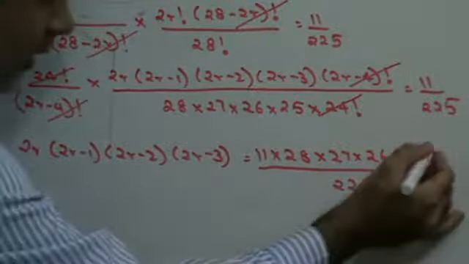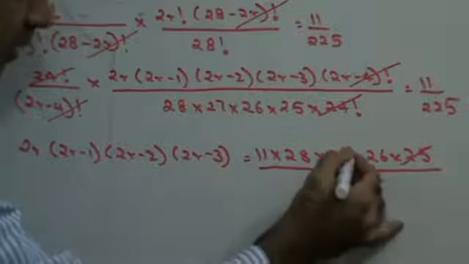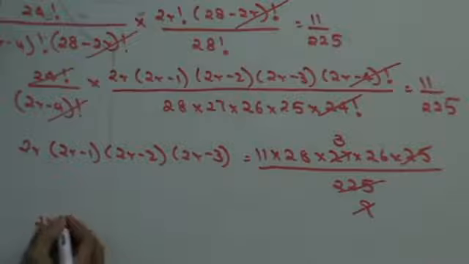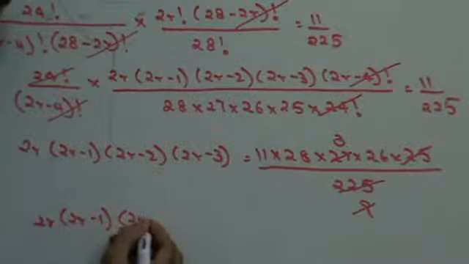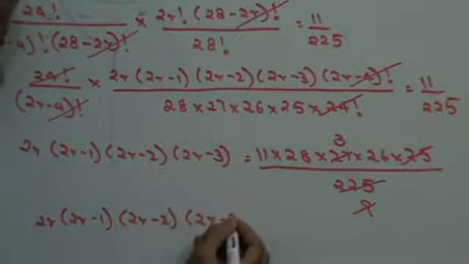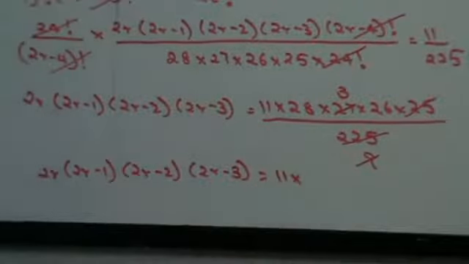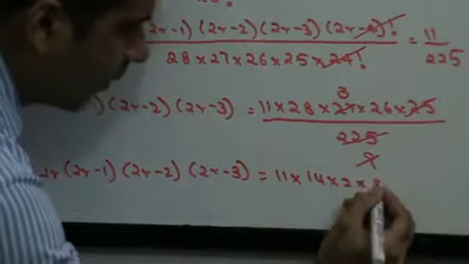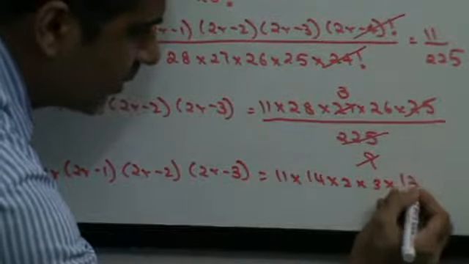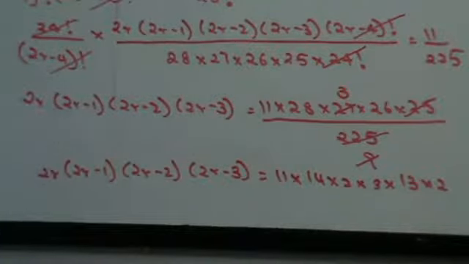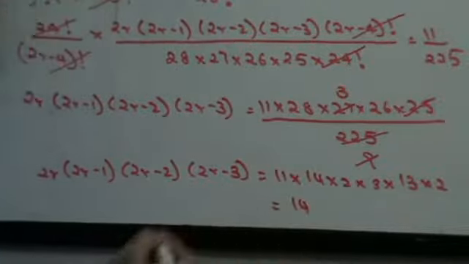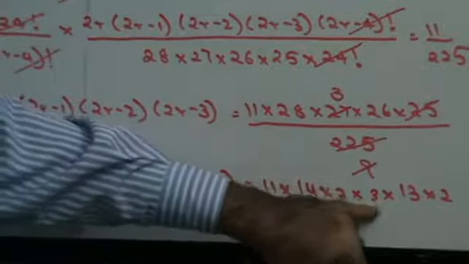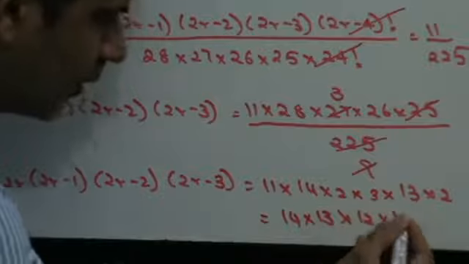Right? 25 ones are, 25 nines are, 9 ones are, 9 threes are. Therefore, I can say that 2r into (2r minus 1), (2r minus 2), (2r minus 3) is 11. 28 can be written as 14 into 2, 26 is 13 into 2. This can be written as 14 as it is into 13, 3 2s are 6, 6 2s are 12, into 11.